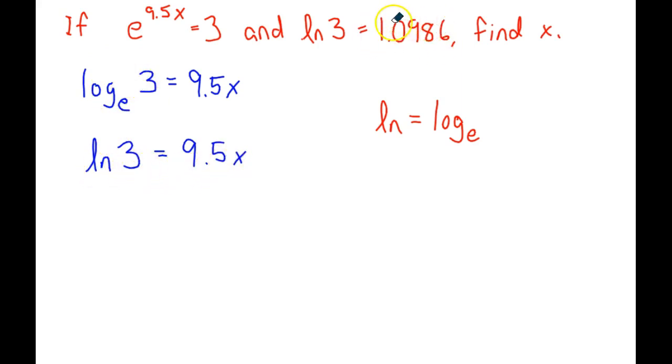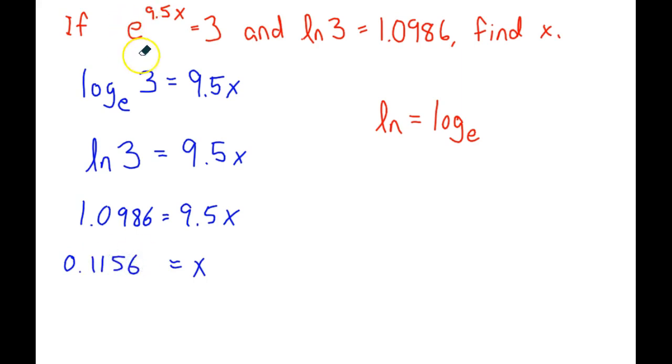Now we can substitute 1.0986 in for the natural log of 3. Now we have 1.0986 equal to 9.5x. The last thing we would have to do is divide by 9.5. And if we do that, we get x is approximately 0.1156, going to 4 decimal places. So in this problem, we started with an exponential, rewrote it in logarithmic form.